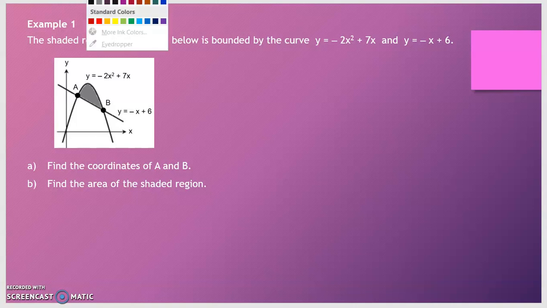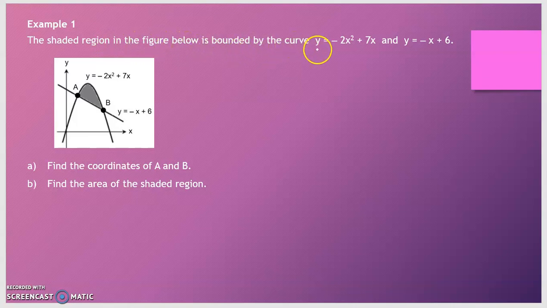So now we look at example 1. The shaded region in the figure below is bounded by the curve y is equal to negative 2x squared plus 7x and y is equal to negative x plus 6. So this is the curve and is bounded by the two equations. So first, find the coordinate of A and B.